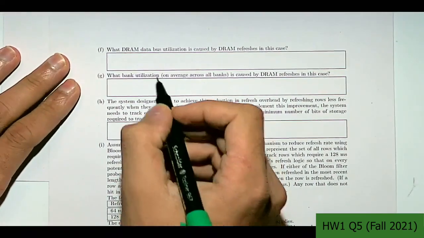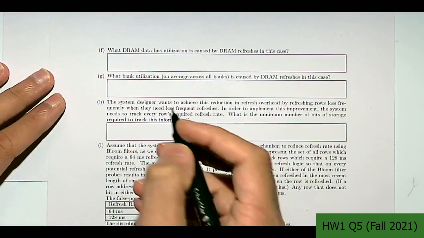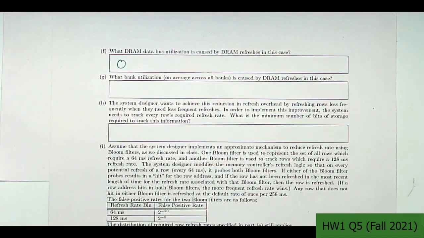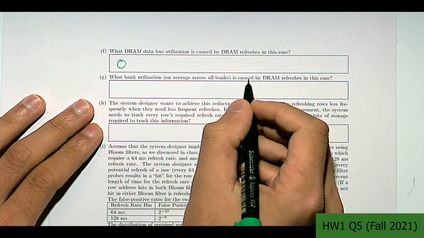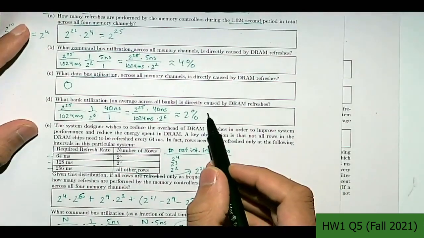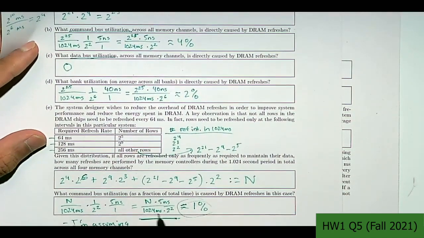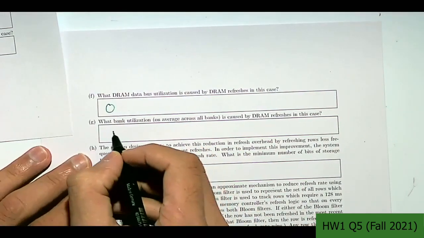So it's asking us the DRAM data bus utilization. And same as the first part, right? We're not utilizing the data bus, so this is easily just 0. And then this asks us what the bank utilization is on average. Again, here we can treat it the same way we treated this part, except it's just a different factor. If you're making a different set of assumptions, then you might do this a little bit differently. But the process should be the same, right?